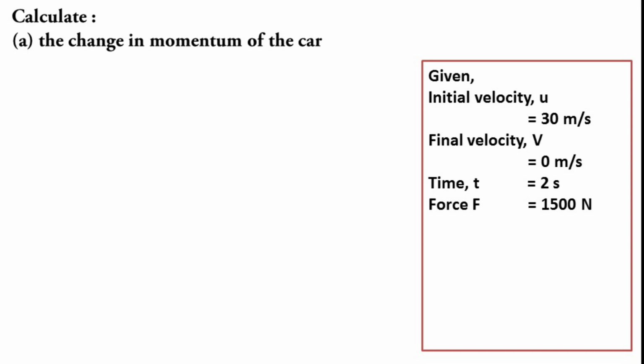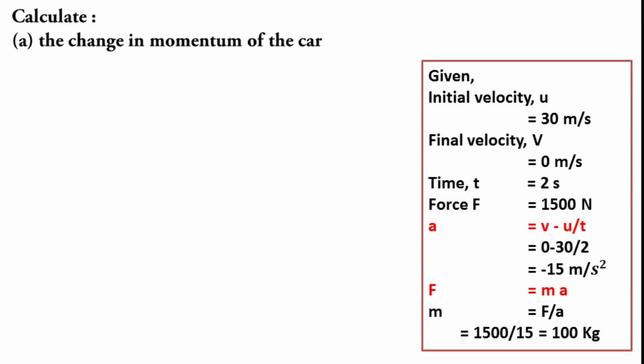We know acceleration is equal to change in velocity divided by time, v minus u divided by t. So 0 minus 30 divided by 2, which is equal to minus 30 by 2, which is equal to minus 15 meter per second square. Negative sign indicates retardation, and from the formula F is equal to ma, m is equal to F divided by a, which is equal to 1500 divided by 15, which is equal to 100 kilogram.